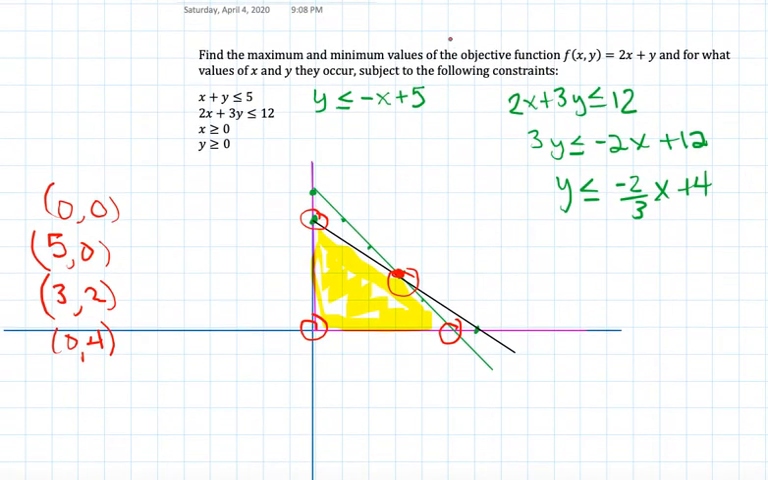And you're going to plug them into this equation, the 2x plus y. So when I plug it into the 2x plus y, I put a 0 in for x and a 0 in for y, I get 0 out. When I plug this point in, I get 10 out. When I plug this in, I get 6 plus 2, I get 8. And when I plug this one in, I get 4.